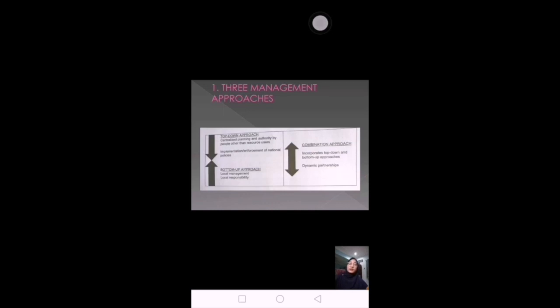Next, three management approaches. First, top-down approach. That means people other than the resource users make decisions about managing resources and enforcing rules. For example, only top management makes decisions for others.